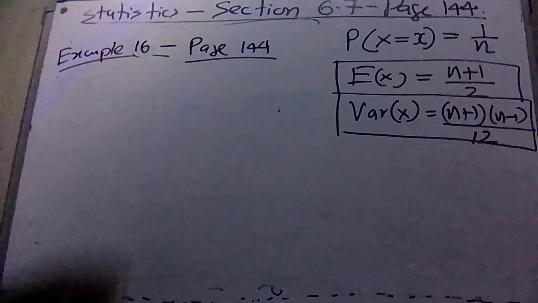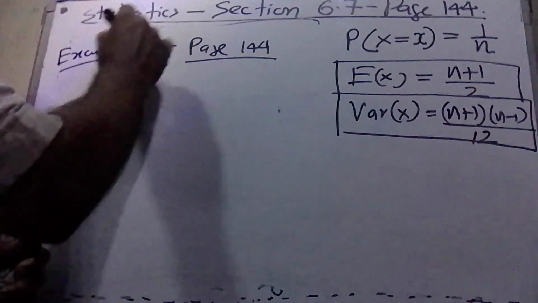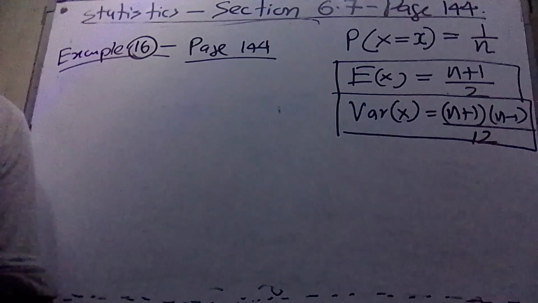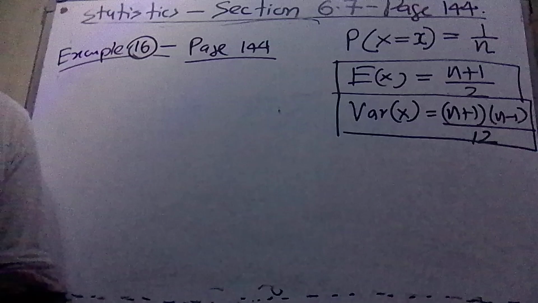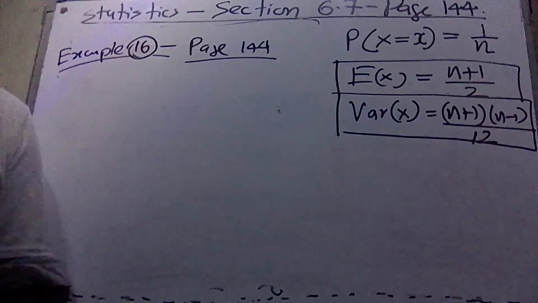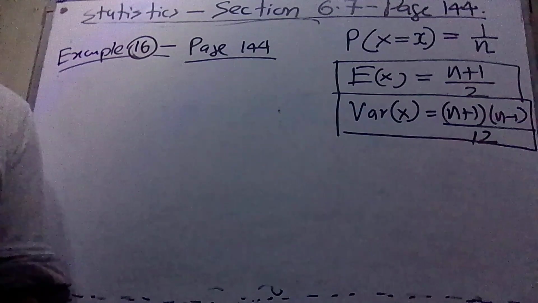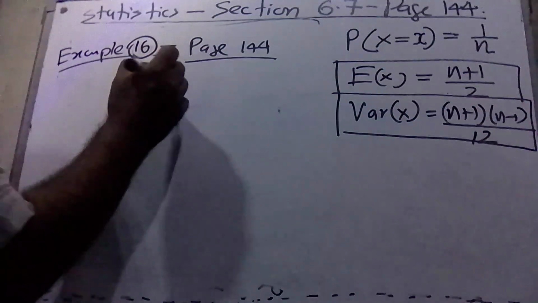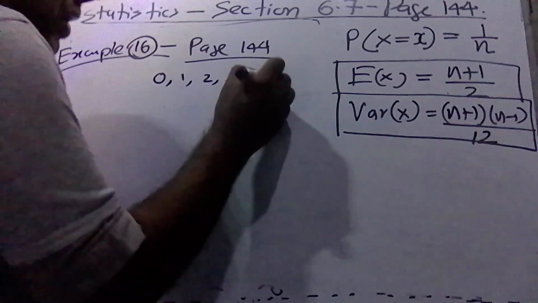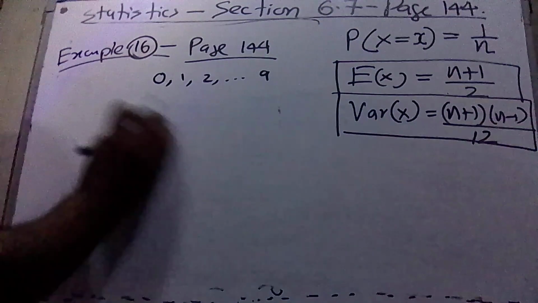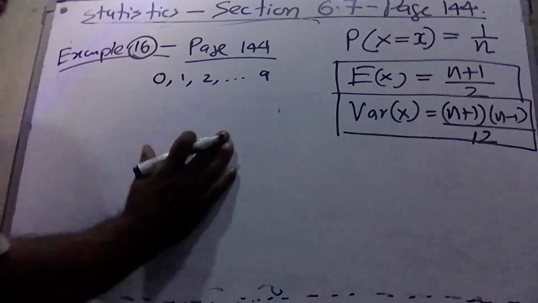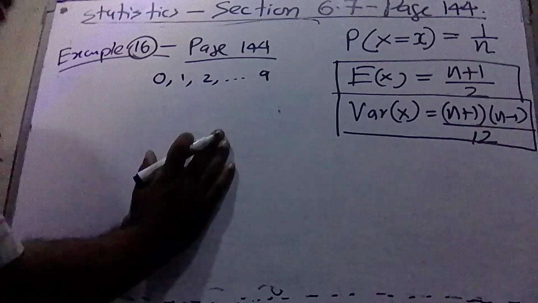Okay, now we will do example 16, which is on page 144. It says digits are selected at random from a table of random numbers. So digits means what we can get is 0, 1, 2 and up to 9, so single digits. And since it is random, we are going to apply this.